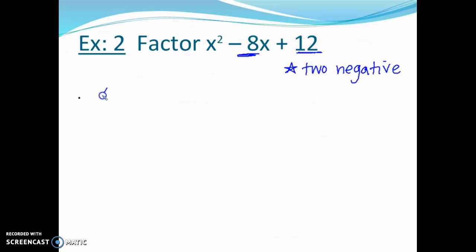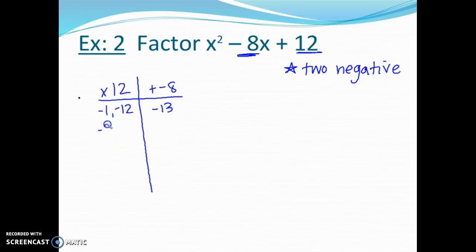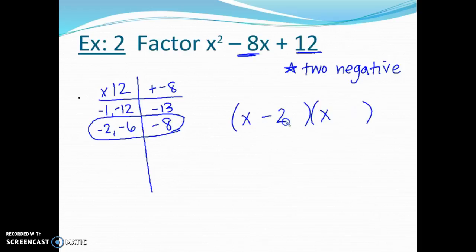So I want to multiply to positive 12 and add to negative 8. Starting in order, I'm going to say negative 1, negative 12. That gets me to negative 13, not negative 8. I've got negative 2 and negative 6. That gets me to negative 8. Stop. Don't have to go any farther. That's my answer. I'm going to go to my parentheses, put my x's in the front, and then I have a negative 2 and a negative 6. And that's factored form.